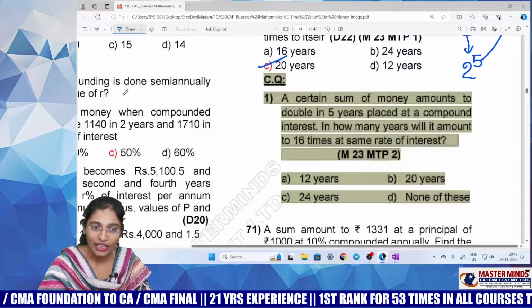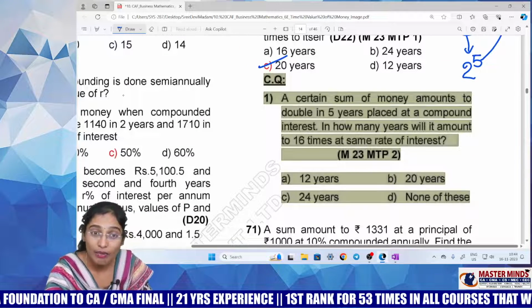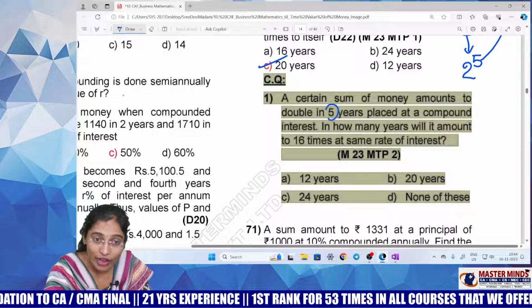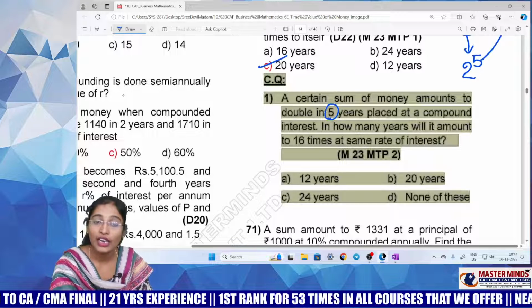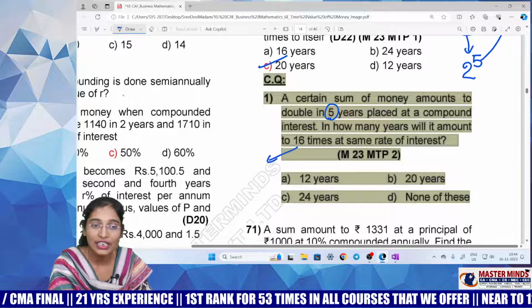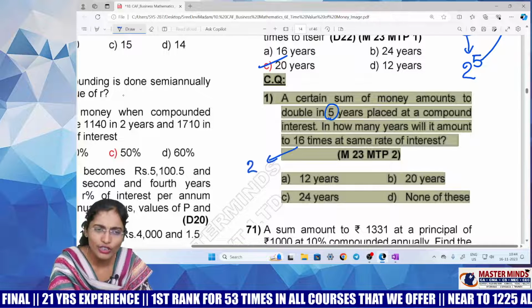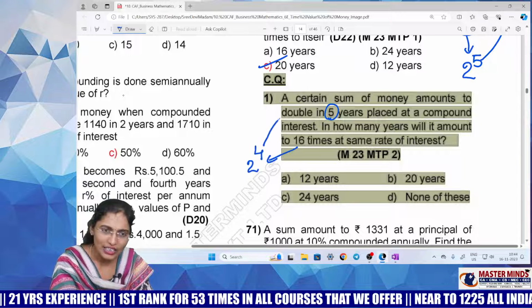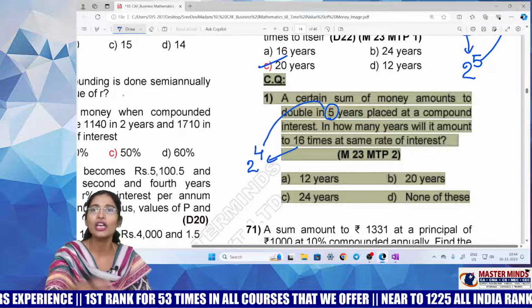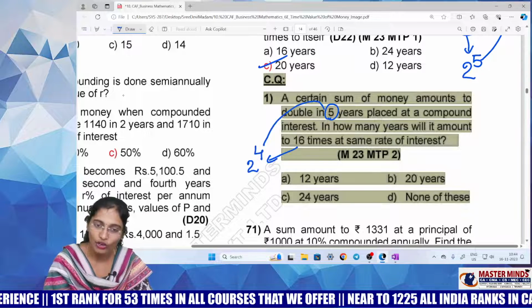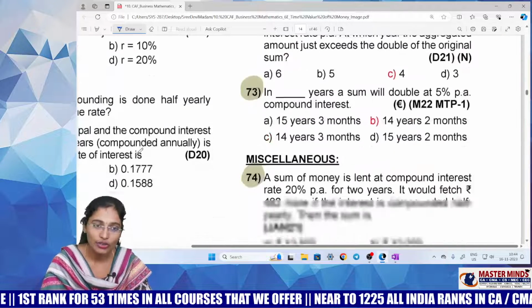So guys, look at this. A certain sum of money doubles itself in how many years? 5 years. Keep that one in mind. In how many years will it amount to 16 times? 16 times means 2 power how much? 4. So your answer is power 4 into the number of years. 4 into 5. That's what your answer is. Clear? Now let me show you the next question.